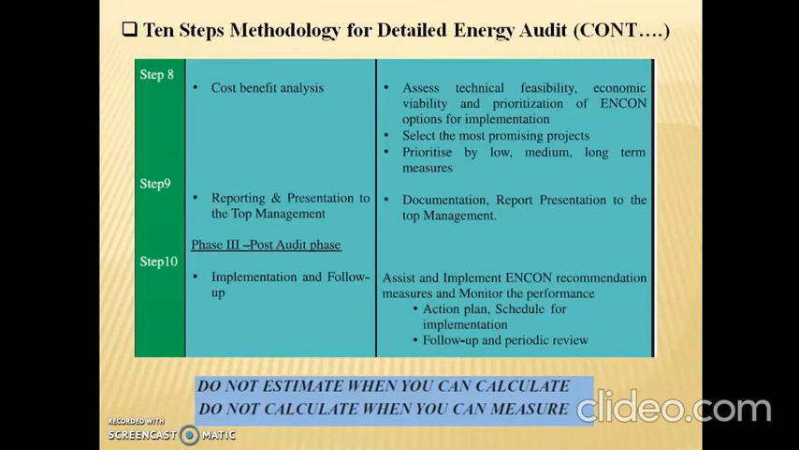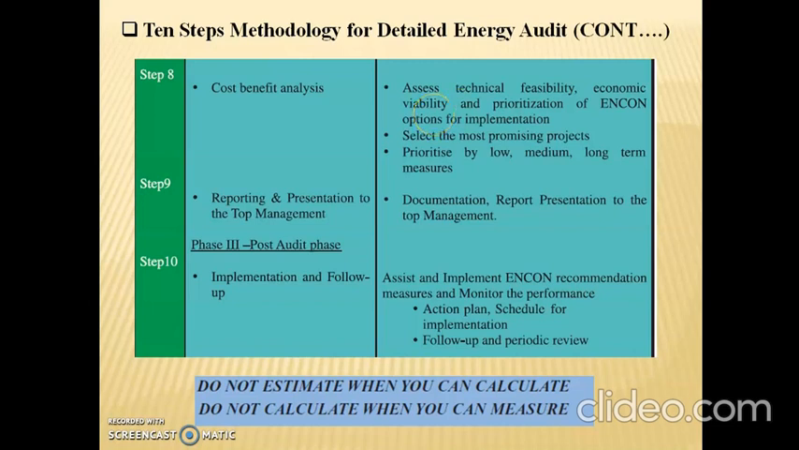Step 8 is cost benefit analysis. Whatever recommendations and outcomes you get after doing all the energy and mass balance, you then have to find out the cost feasibility of the ideas you are going to recommend, the various energy conservation ideas known as ECOs. You have to check these ideas for technical and economic viability, and also prioritize them. Then select the most promising projects and prioritize by low, medium and long-term measures.